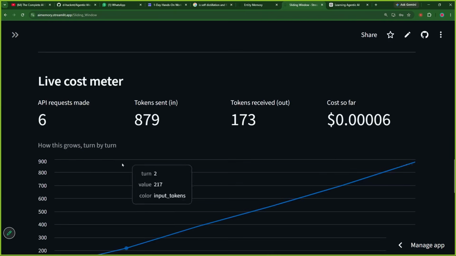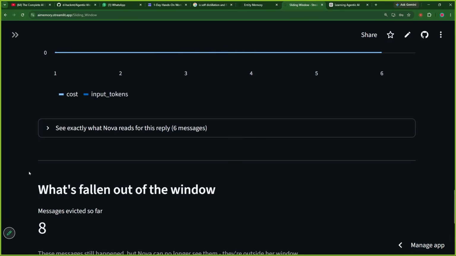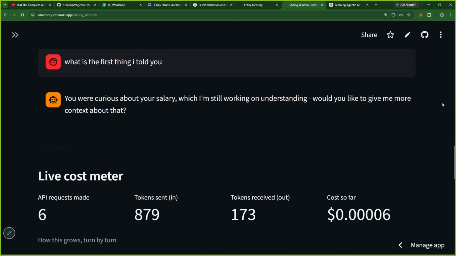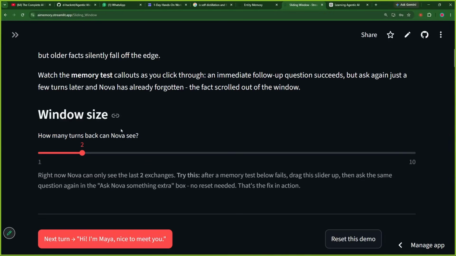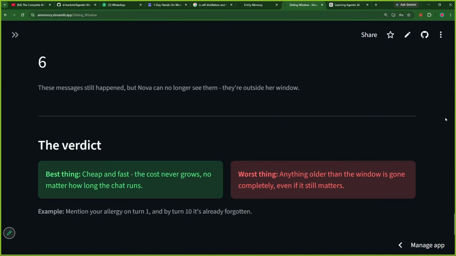So I hope we understand that we might have solved the cost problem, where we have tight control over cost on the sliding window. We can set the sliding window. If we set 3 or 4 messages, the cost will increase up to 4 or 5 messages. If we keep it to 2 messages, the cost will shrink to 2 messages. So when you want to maintain tight cost control, that is when you go for this kind of memory.